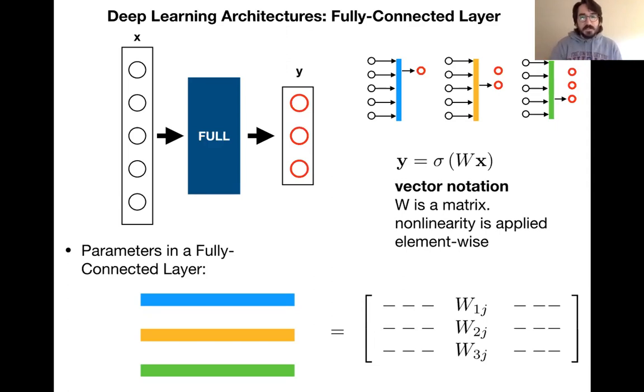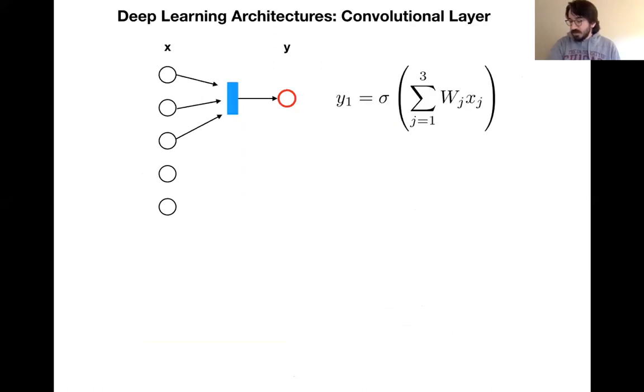So in this case, for a fully connected layer, you have these three vectors, and really it forms a matrix. So the parameters for a fully connected layer are just a matrix of values, of real numbers, right? So that's a fully connected layer.